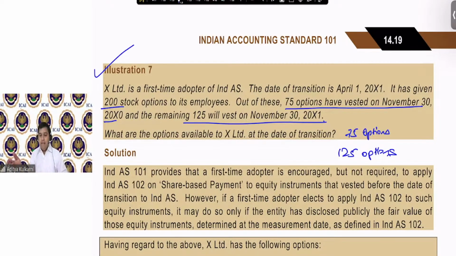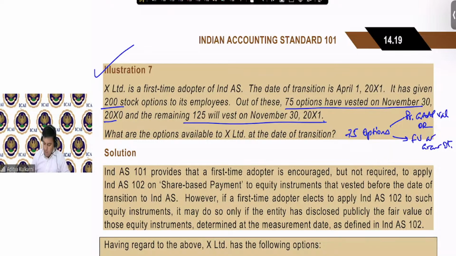Exercise will happen later. So here you are given options as previous GAAP value or fair value at grant date. At grant date. So this is something that we will have to do. 125 options, it is yet to vest. So therefore, restate to fair value on grant date.